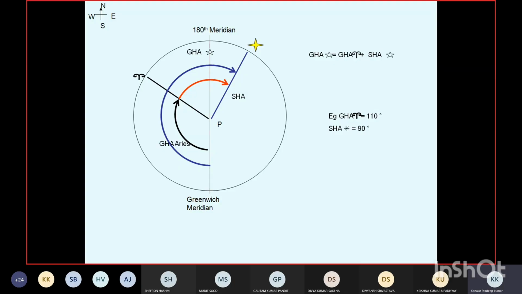So just ignore that Aries example GHA. I think it is intentional over there. Okay. If GHA Aries is equal to 110 degrees, SHA star is equal to 90 degrees, GHA star will be 200 degrees. So this is a very simple equation. Any question, gentlemen, on this equation? Anyone? I think it's very clearly explained over here.